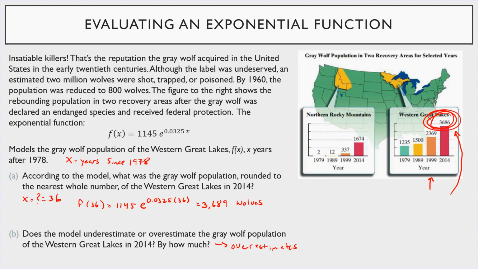All right, and look, it said there should have been 3,689, but there were only 3,686, so it overestimates it by 3 wolves. So it's really, really close. So you can see here that this mathematical equation is doing a really, really good job modeling the growth of this endangered species. Okay, let's do another one.